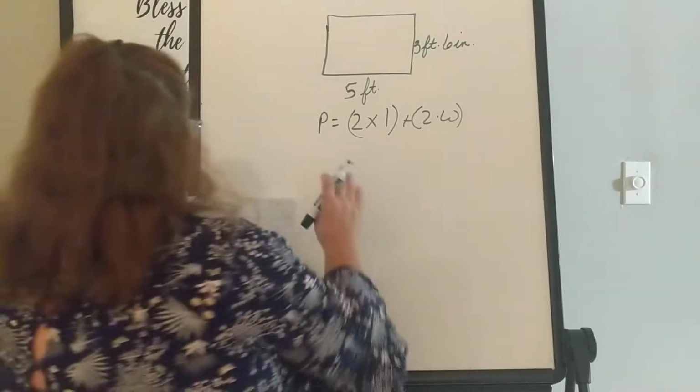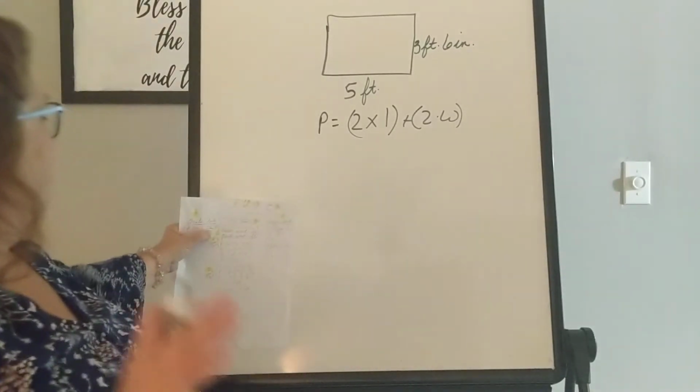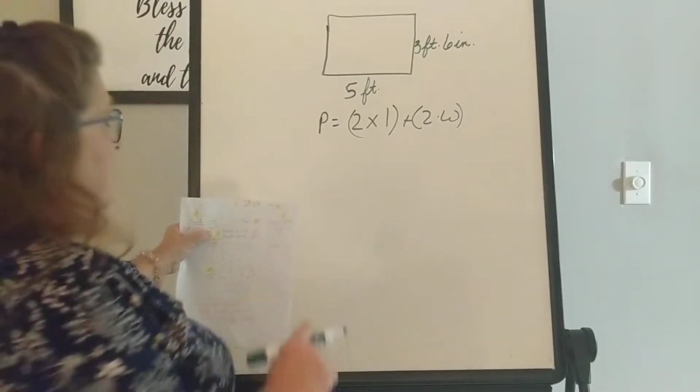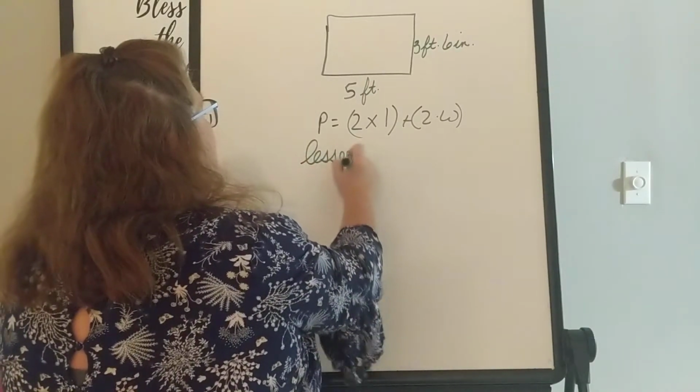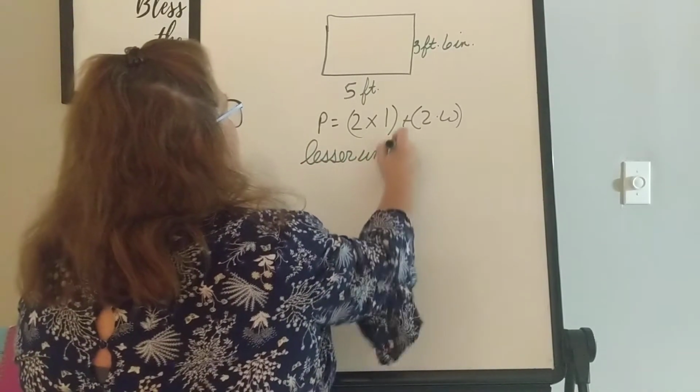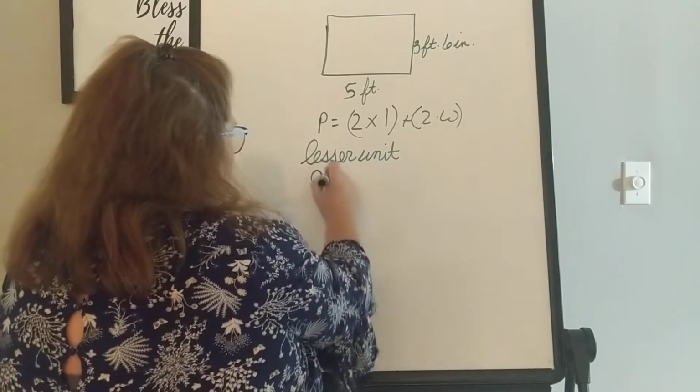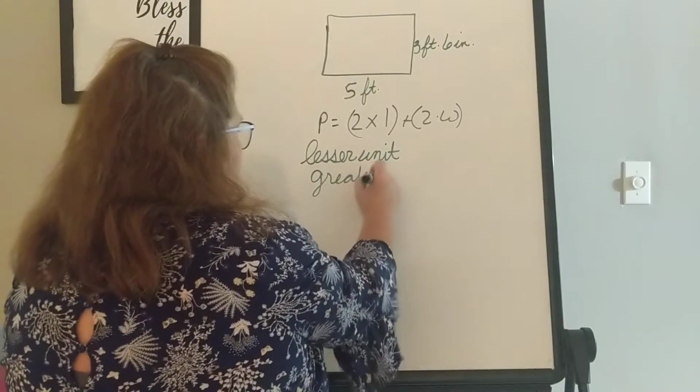Okay, so this perimeter can be found 2 different ways. We can find the perimeter by using the lesser unit or by using the greater unit.